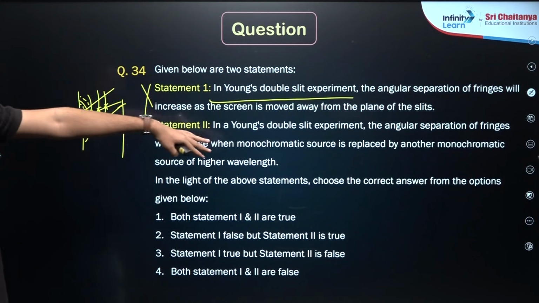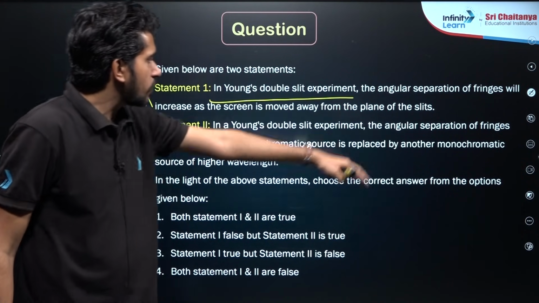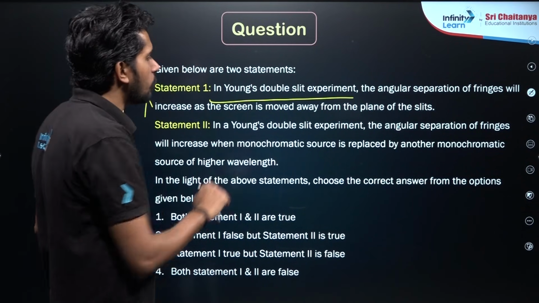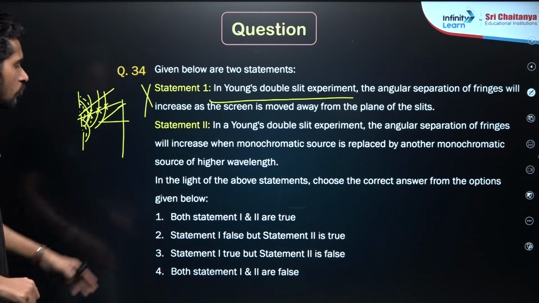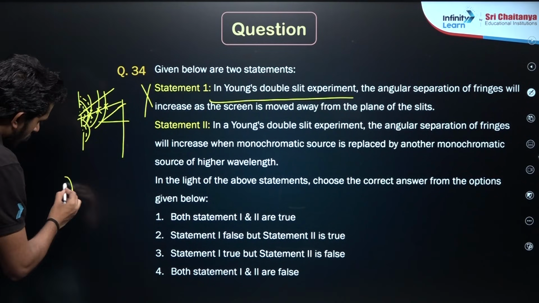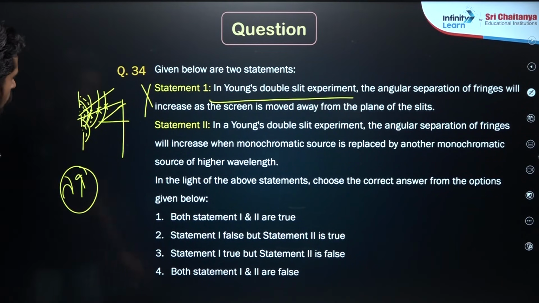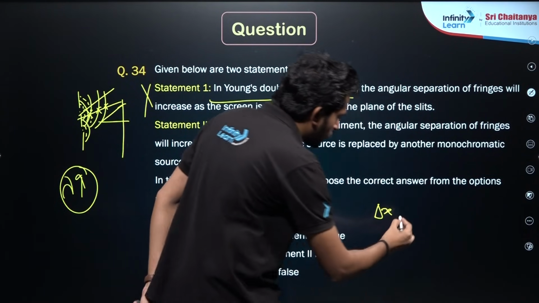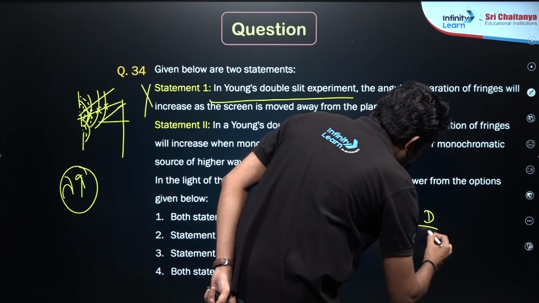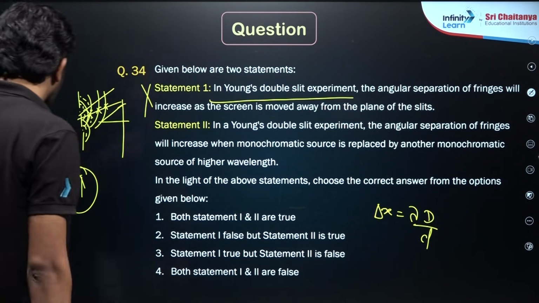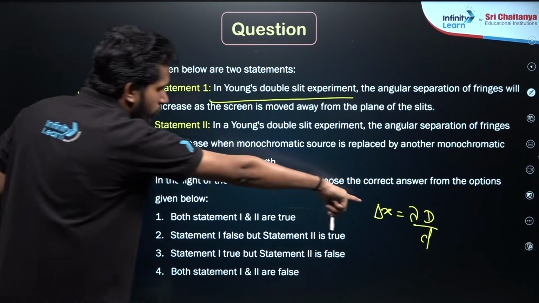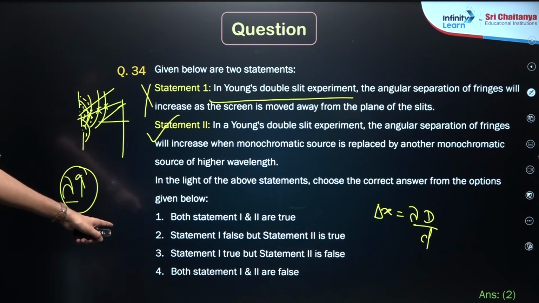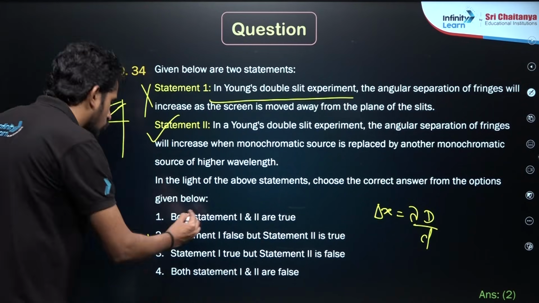Okay. In Young's double slit experiment, the angular separation of fringes will increase when a monochromatic source is replaced by another monochromatic source of higher wavelength. Yeah, if wavelength is increased, why? Because you know the fringe width is lambda D by d. So if you are increasing the lambda, then that would increase. So this statement is true. So statement 1 is false, but statement 2 is true.